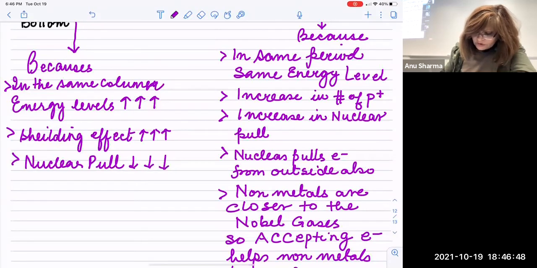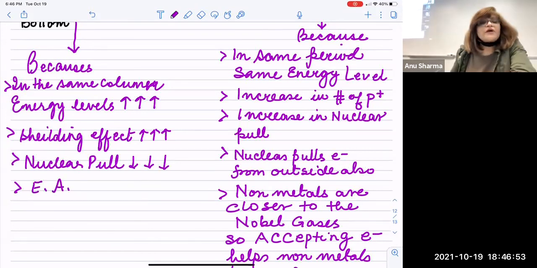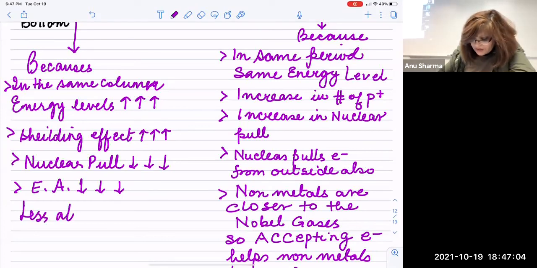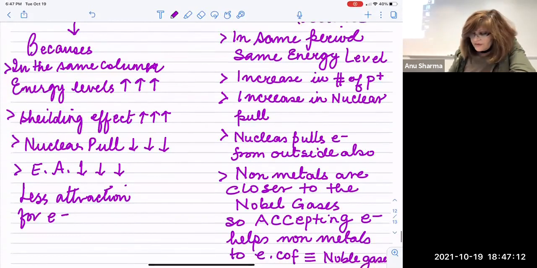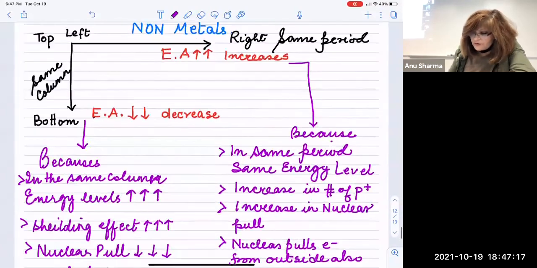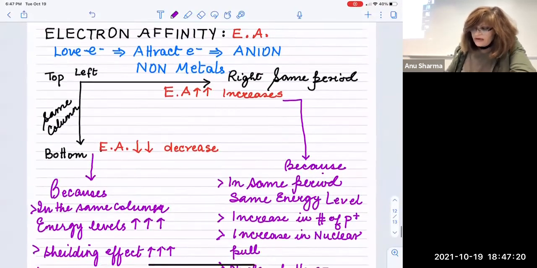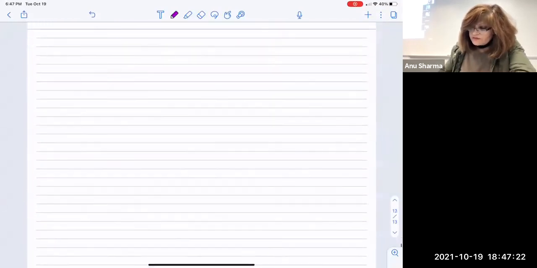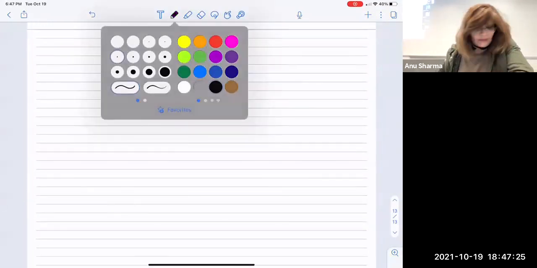And when the nuclear pull goes down, obviously the electron affinity, which is the love for electrons, goes down too. There is less attraction for electrons, whether outside, inside, everywhere. So that's how you explain these. I've written this for you, but you can add more stuff from your side on my notes. It's always a good idea. Now let's look at some examples.